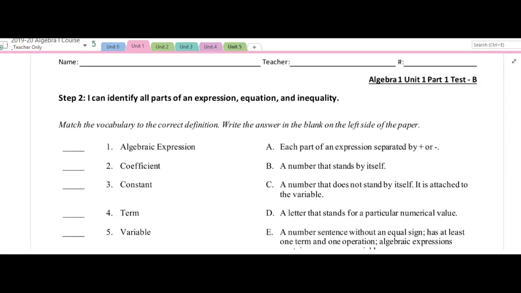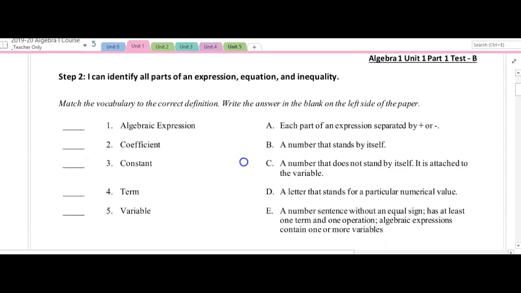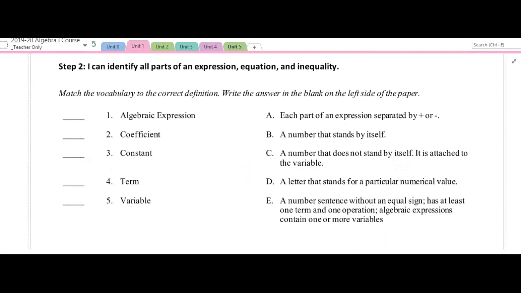In Unit 1, we're going to start by covering a lot of the basics of algebra, some of the essential building blocks. The first 5 questions ask us to match the vocabulary to the correct definition. You don't have to do them in any particular order. In fact, the first number that jumps out to me is constant. A constant is a number that stands all by itself.